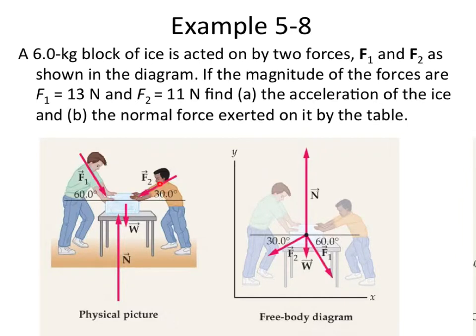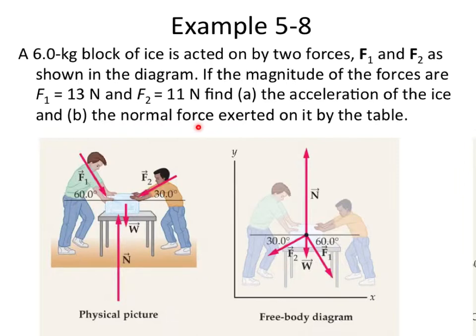And we want to find two things. First of all, we want to find the acceleration of the ice block. And secondly, we want to find the normal force the table is going to be exerting on the ice block. The table has to support all this nonsense going on up here. These boys pushing back and forth and down, and also the weight of the ice block as well. So how much force does the table actually have to apply upwards? That's what we're going to find out.